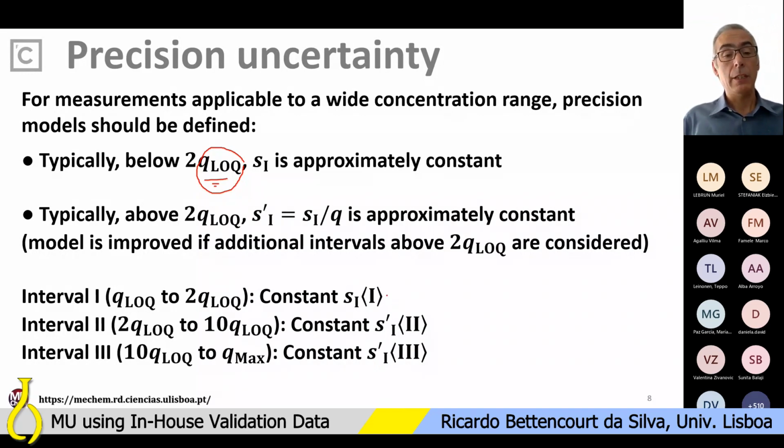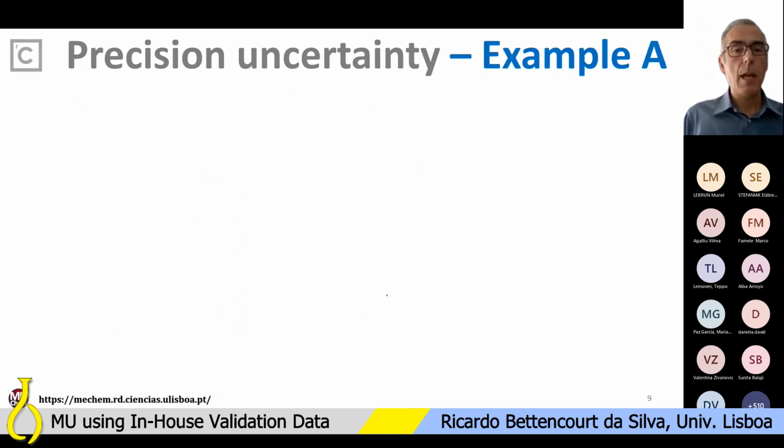Interval 1 is rather narrow, I would say, but it is a very important interval in many fields. In many fields, most decisions are taken close to the limit of quantification, and this interval is rather different from the other intervals of our analytical scope, and this is why we have to pay attention to this specific interval.